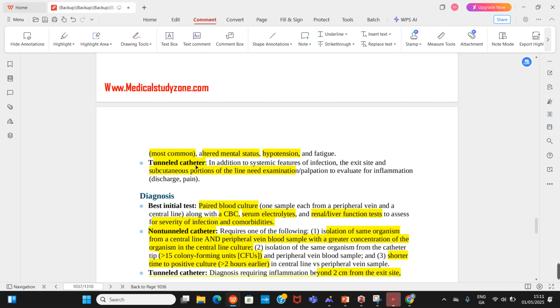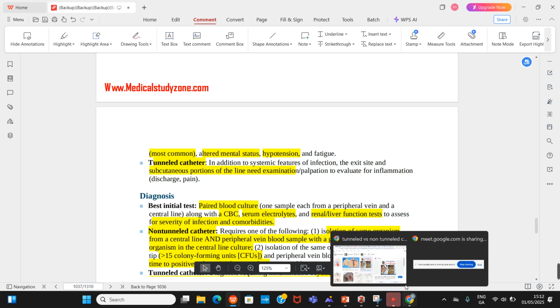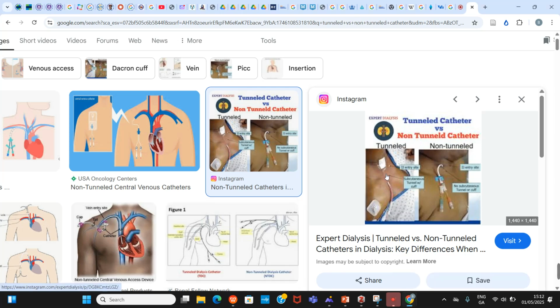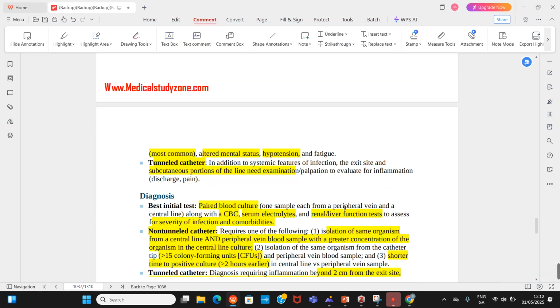For the tunneled one, they can have all these things that we have said, and you'd also notice that there's going to be purulence at the exit site of the catheter, where it's leaving the skin. There's going to be purulent discharge. And if you palpate along the site where it's tunneling, it's going to be very, very painful. You know that there's an infection along this tract into the blood. That area is getting infected. So when you touch along that subcutaneous tract, it's going to be very painful and purulent.